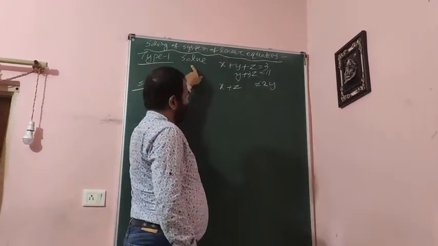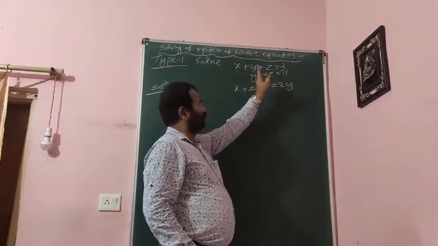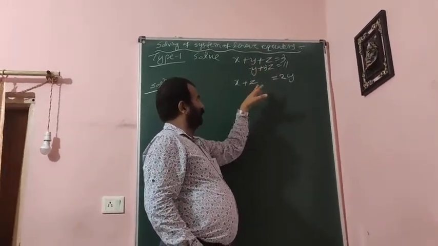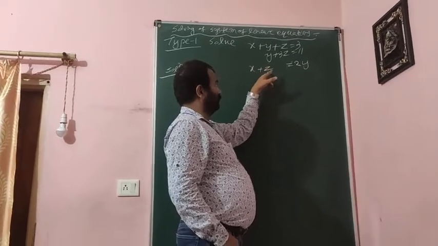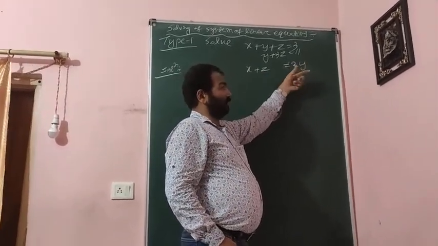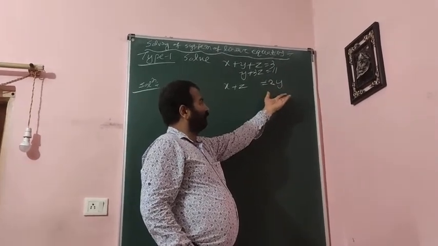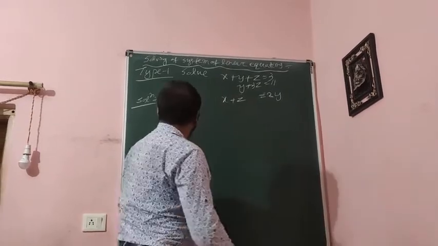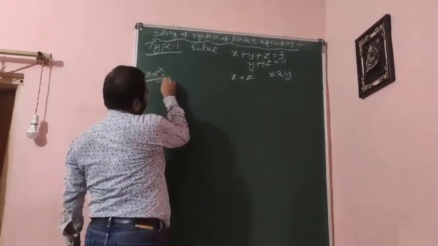The question is given: solve x plus y plus z equal to 3. The second equation is y plus 3z equal to 11. Then the last equation is x plus z equal to 2y. But mark it, 2y is on the right side. All the variables you have to write on the left hand side. So you have to take 2y to the left side. Okay, so you can write the given equations.